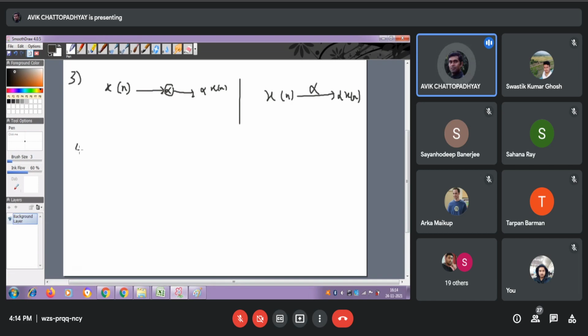Now, the fourth operation is also important, and you also know it; it is called time reversal. Suppose you have xn; if you reverse it, it will become x of minus n. So you are basically flipping about the y-axis. The sense gets reversed, and this is a kind of flip over. What is on the right hand side will go to the left hand side, and what is on the left hand side will come to the right hand side.